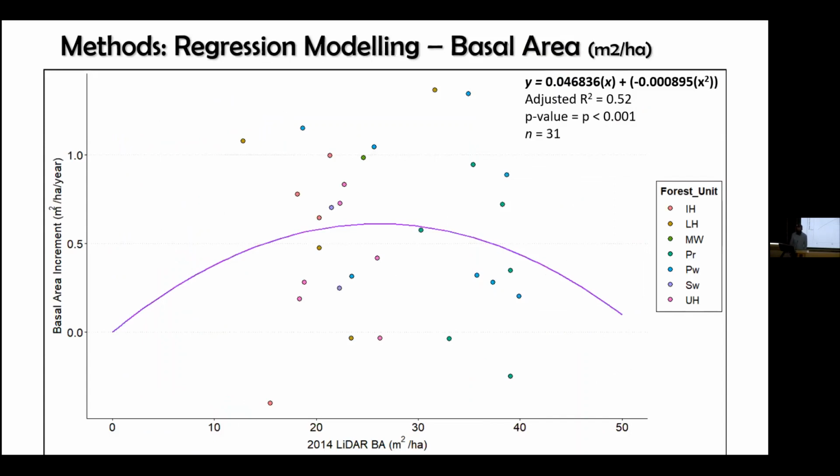Here you can see the basal area regression model. I fit the line intercept at 0 because with 0 basal area, it's assumed you would get 0 increment. On the x-axis are the 2014 LiDAR values, and the y-axis are the annual increment calculated from the two data sets. The quadratic formula for the trend line used to make the predictions is in the top corner, and you'll see that it is statistically significant with a decent R-square and p-value.